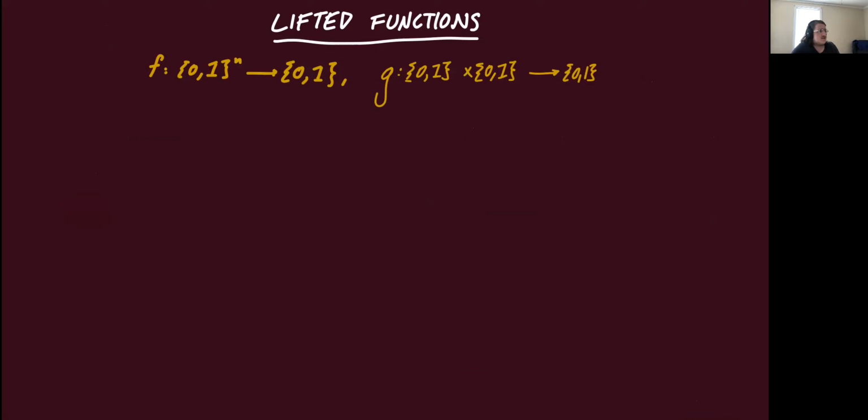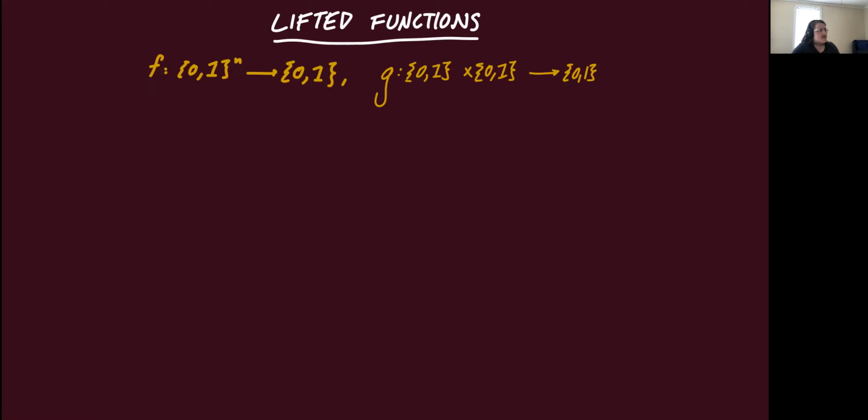So a lifted function is defined in terms of 2 objects. The first is a function from a single n-bit string to a bit, and the second is a function g, which I'll refer to as the gadget. And for our purposes, we'll just think of the gadget as taking 2 bits and outputting a single bit.